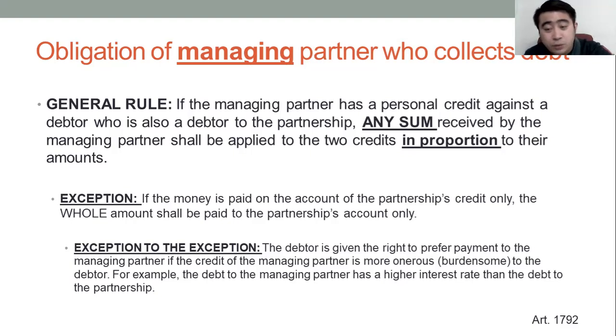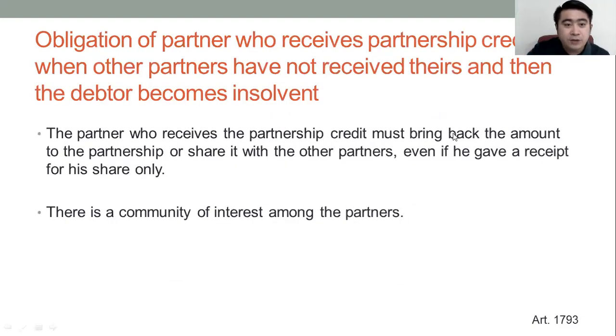Always remember the general rule here. Okay, remember the general rule. And this only applies, class, to managing partners. Obligation of a partner who receives partnership credit when other partners have not received theirs, and then the debtor becomes insolvent. The partner who receives the partnership credit must bring back the amount to the partnership or share it with the other partners, even if he gave a receipt for his share only. It is because there is a community of interest among the partners.